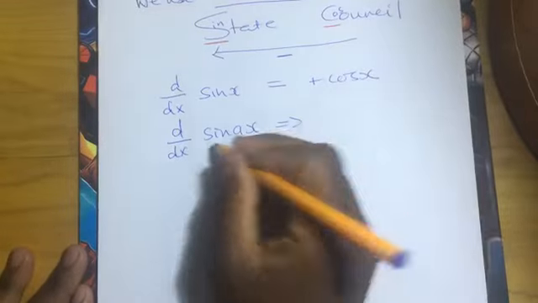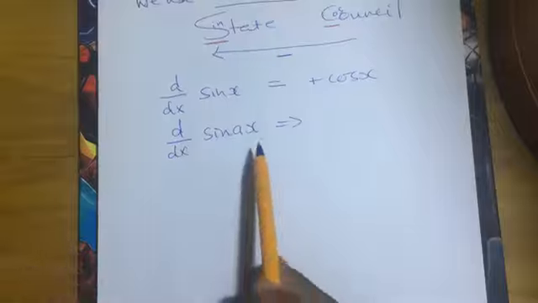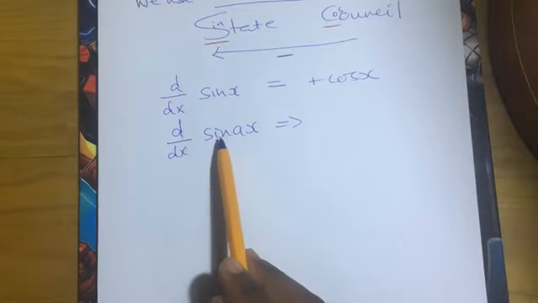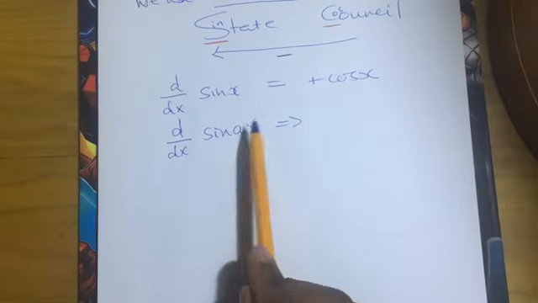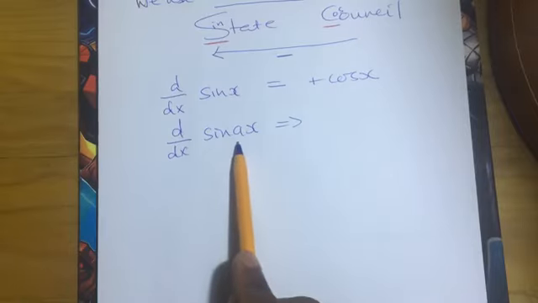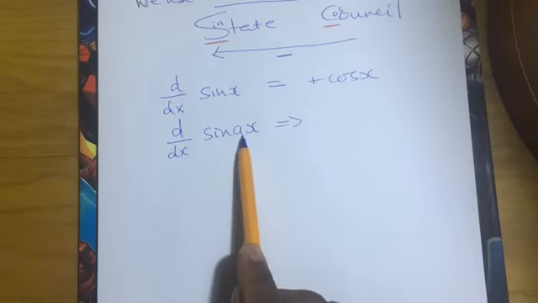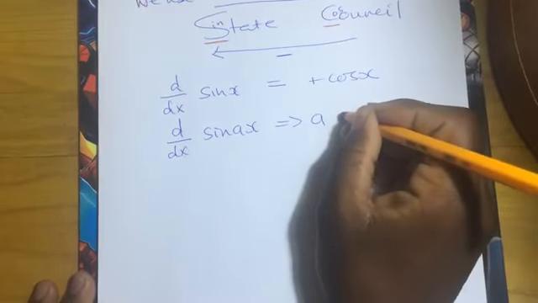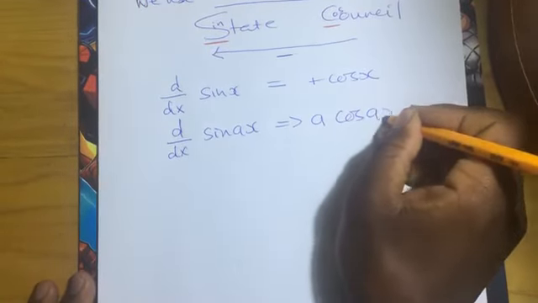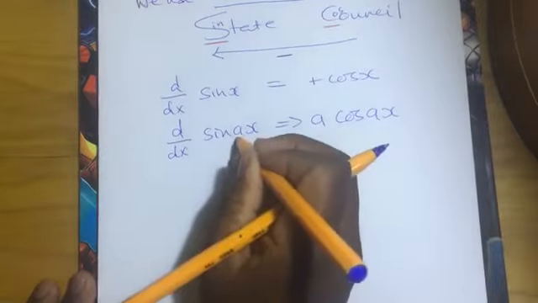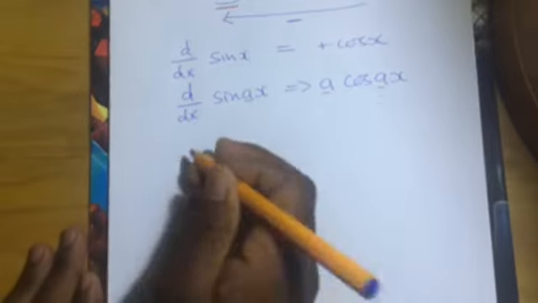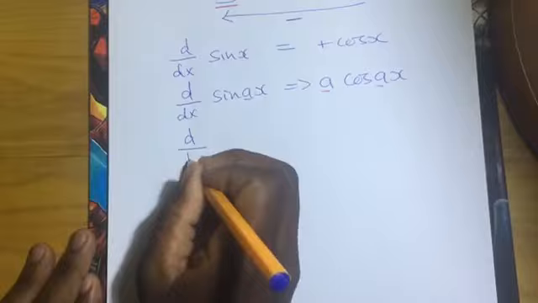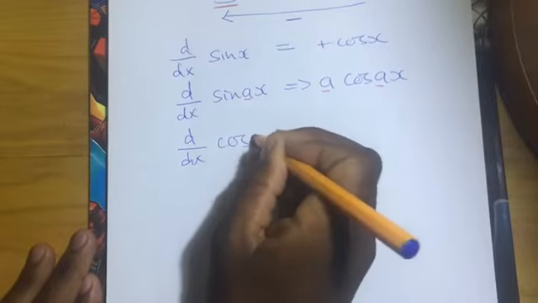Okay, so the answer here is going to be, if you have a number in between the ratio and the x, the number is going to become the coefficient, but the number will still maintain its position in between. So this is going to be a cos ax. Pay attention to the a and how it has been distributed.